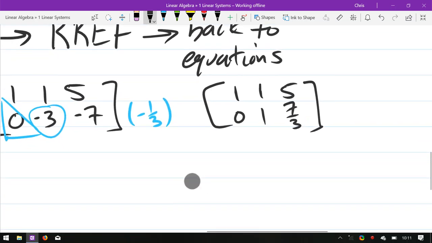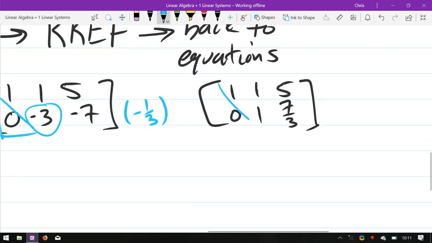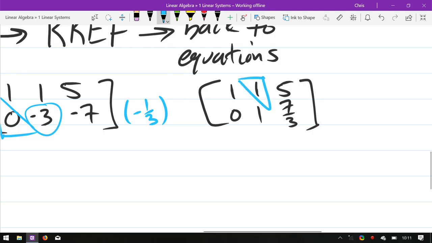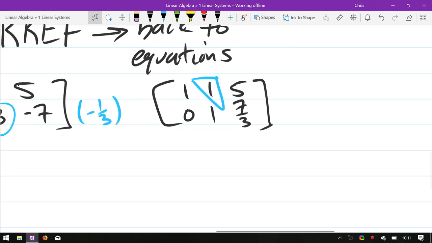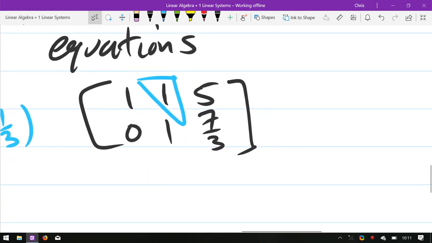All right, so we have our diagonal. We have ones in the diagonal. Now what we're going to do is work on clearing out above the diagonal. So I see an extra one in the first row, second position. How do I eliminate that one inside that triangle? Add the negative row 2. So we're going to add a negative row 2. So I'm just writing minus R2.